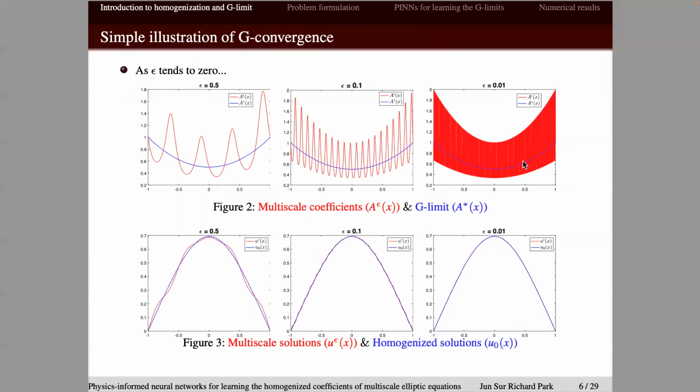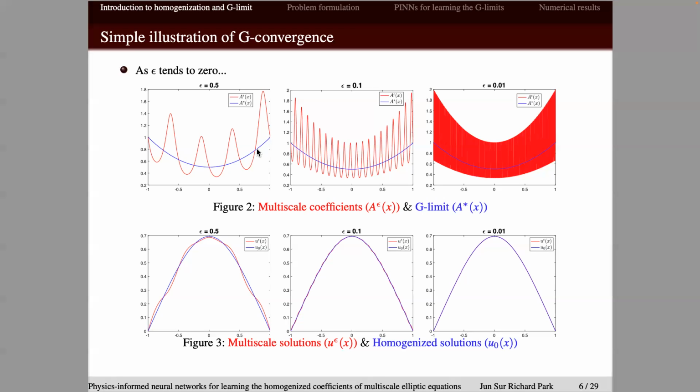And this is a simple illustration of the G-convergence. As epsilon tends to 0, equation 1 converges to equation 2, the homogenized equation that I showed before. So let us see what happens to our multiscale coefficient and multiscale solution as epsilon tends to 0. Let's focus on the top figures. From left to right, the value of epsilon becomes smaller and smaller. If you look at the red lines, which represent our multiscale coefficient, you can see that the oscillation becomes more and more rapid. And in this figure for epsilon equals 0.01, we see this heavy oscillation in our multiscale coefficient.